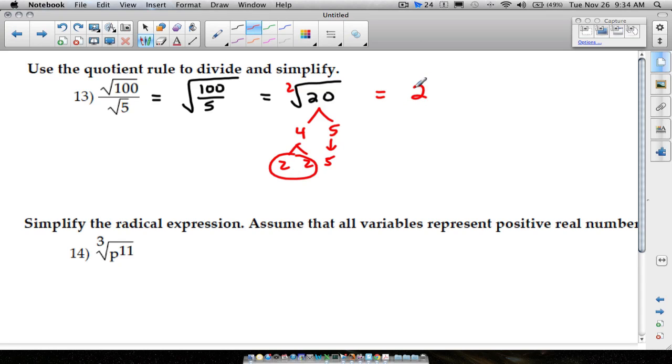Whatever pair we pull out, we write it down one time on the outside of the house. And then whatever you did not circle, you put it back inside of the house. So 2 square roots of 5 is going to be that answer right there.